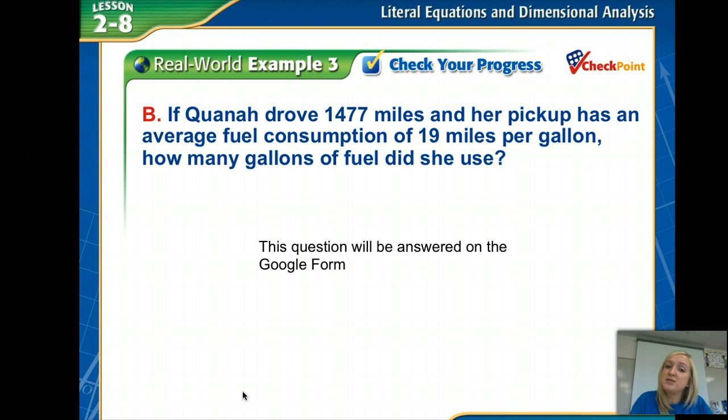So again, refer back to the original formula, plug in the values that you have, and they're asking how many gallons of fuel she used. If you have any questions, we'll make sure to answer them tomorrow in class. But make sure you have your notes written down. We'll check them tomorrow, as well as your Google form answers, and go over any questions in class. Thanks and have a good night.